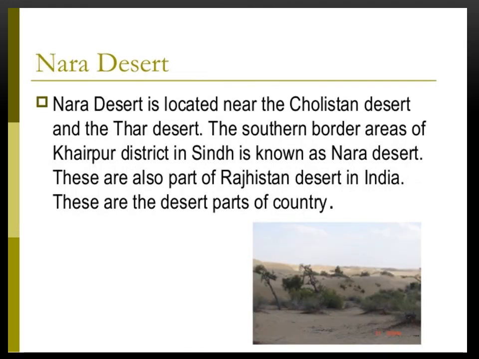Nara Desert. The Nara Desert is located near the Cholistan Desert and the Thar Desert. The southern border area of Khairpur district in Sindh is known as Nara Desert. These are also part of the Rajasthan Desert in India. These are the desert parts of the country.